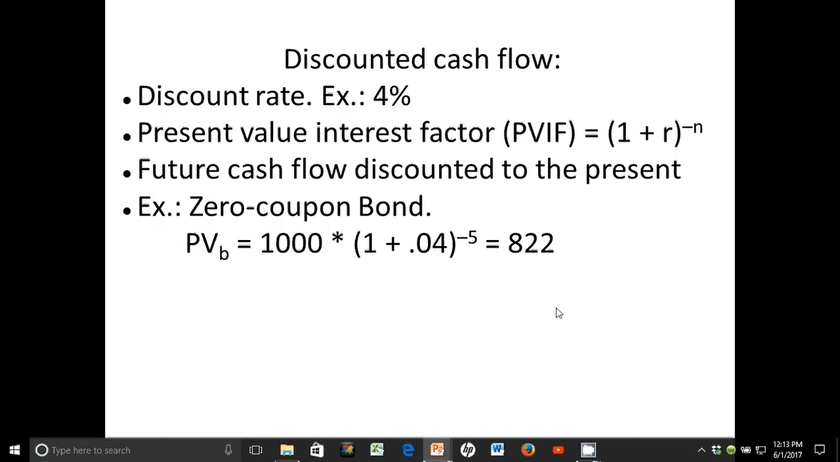For example, $1,000, or say 1,000 pounds of cash received at the end of 5 years, takes into consideration a discount rate that compensates for things like inflation and the cost of money. Therefore, if the discount rate is 4% annualized over 5 years, then the present value would be about 822, as seen in this example. The present value interest factor, or PVIF, may also be called the PV discount factor, and is shown here as 1 plus 0.04 to the negative 5 power.